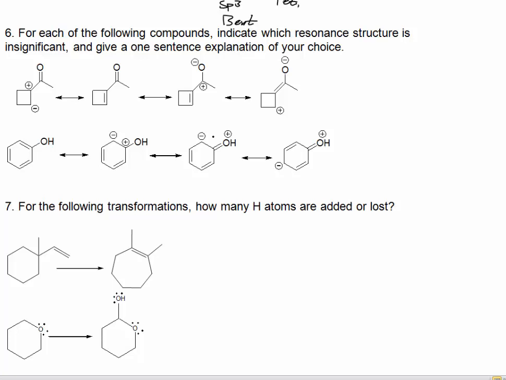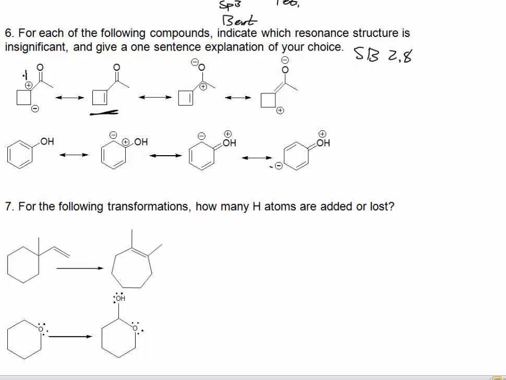Here again, we're back to resonance structures. So this is Skill Builder 2.8, basically choosing the best resonance structure, or choosing the worst one, as it is in this case. So circle which one of the 4 here is insignificant and tell me why. Obviously this one is the best. There are no charges.